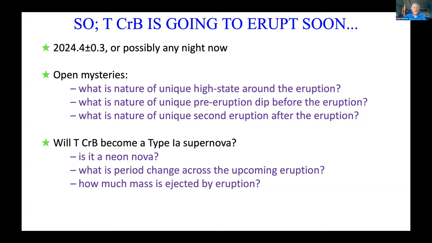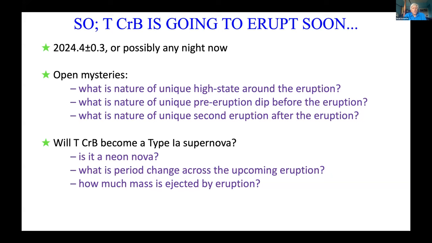Okay, so there are a variety of mysteries going on that will hopefully be solved when we observe T CrB going up. We have the wacko unique things that are still complete mysteries: what is the nature of the high state? What is the nature of the pre-eruption dip? And what on earth is going on with this second eruption? Hopefully, we'll be able to solve that with upcoming observations through the following eruption. Okay. But there's a higher issue that I only alluded to already.